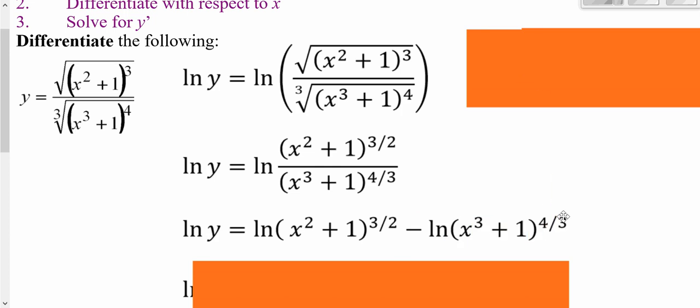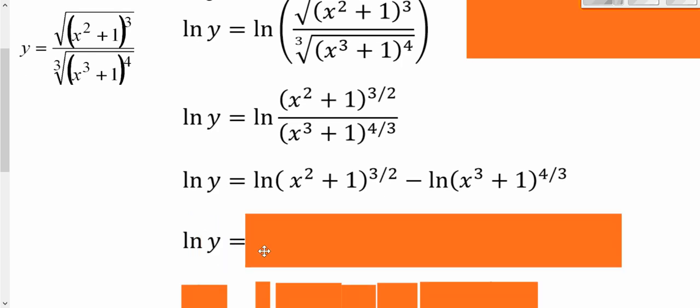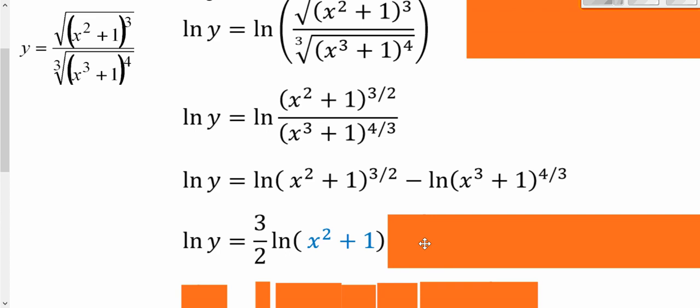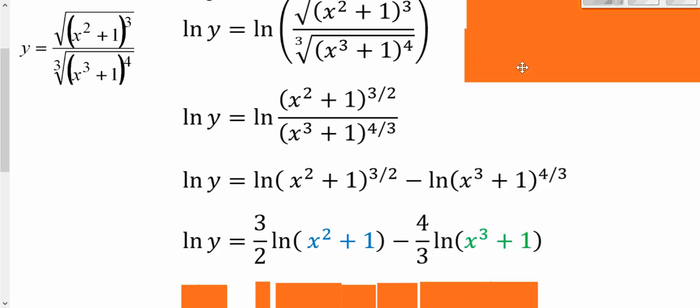Now, once again, we have exponents here after our logs. We could put those down in front. So take our 3/2 power down in front of the first one. Take our 4/3 power down in front of the second one. Now, once again, we did not do any calculus yet. All we've done is algebra.